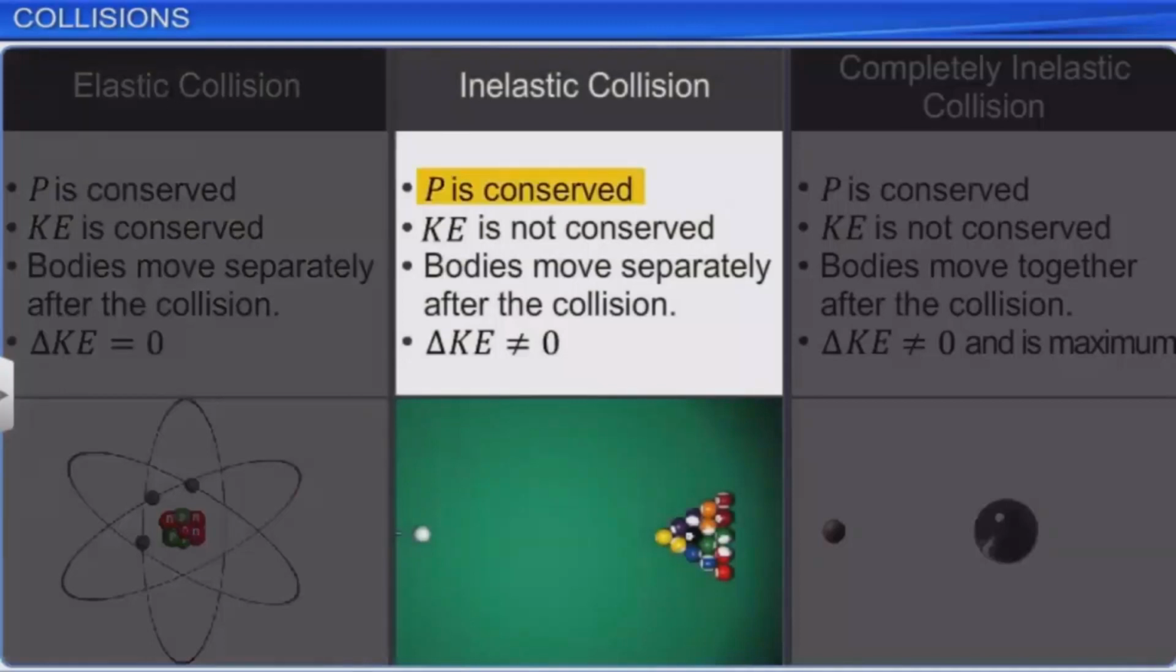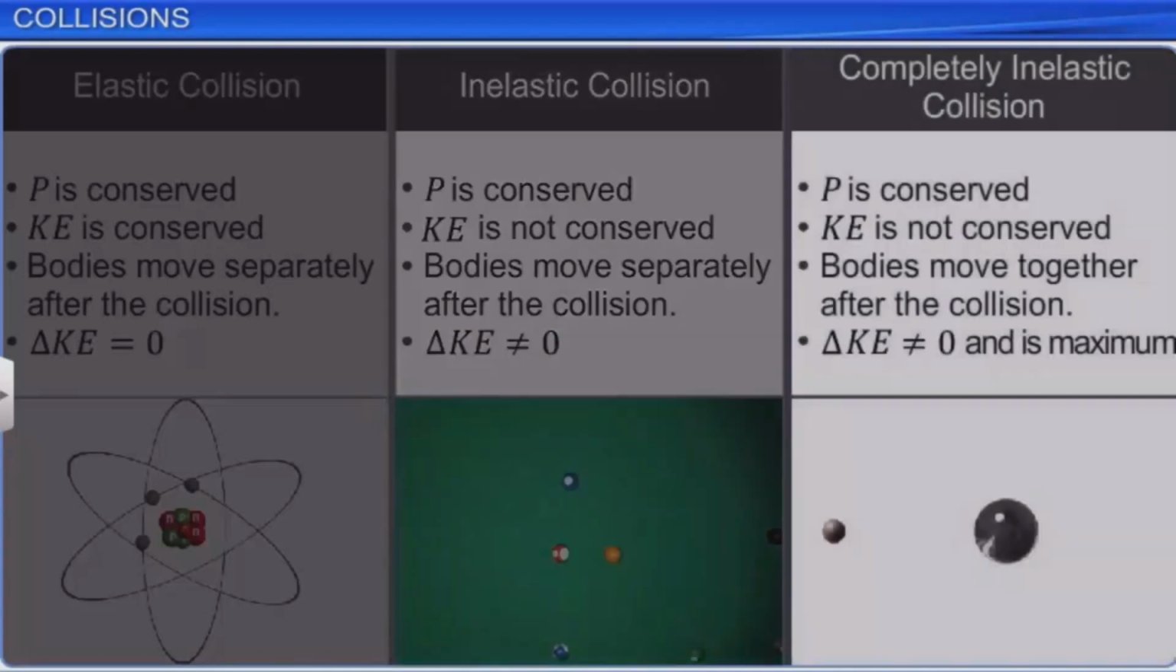In a collision, if only the total momentum of the colliding bodies is conserved and not the kinetic energy, and the colliding bodies move separately after the collision, then the collision is called an inelastic collision. There is some loss in kinetic energy of the system during this collision. This implies that delta KE is not equal to zero. For example, the collision between billiard balls is an inelastic collision.